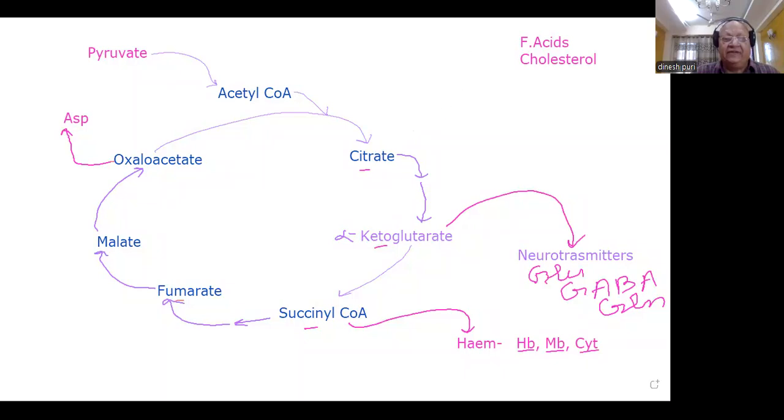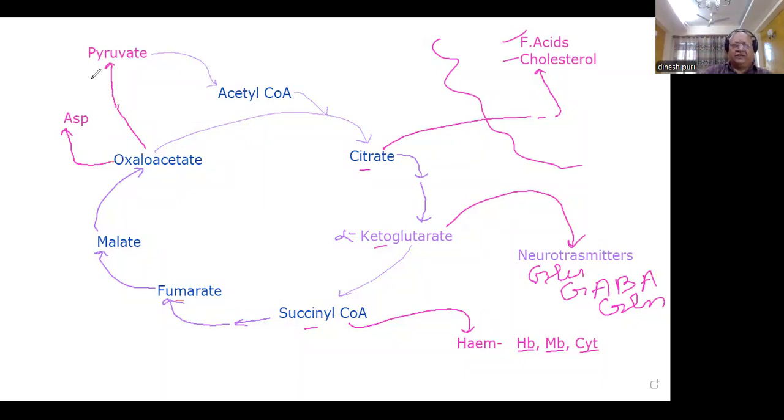And then citrate, with the help of a carrier, can very easily move out of the inner mitochondrial membrane and be cleaved into acetyl coenzyme A, which forms the starting point for synthesis of fatty acids and cholesterol. And of course, oxaloacetate, not only for aspartate, it can form pyruvate via gluconeogenesis, and then glucose, etc. So oxaloacetate is the starting point for gluconeogenesis also. So we have seen till now that TCA cycle has got an important anabolic role, or rather roles. So therefore, it is also called an amphibolic pathway.